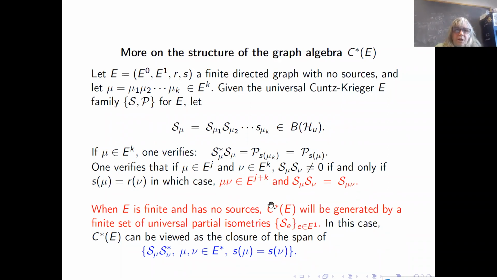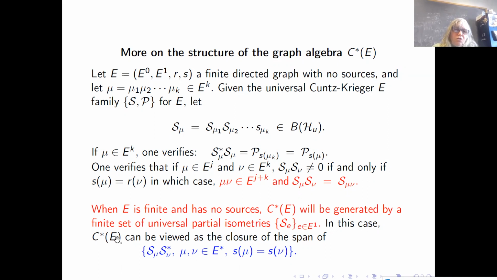Now here's the key thing. When you have E finite with no sources, C star of E has a unit, and you can visualize it as just the closure of the span of S_mu S_nu star, where mu and nu are finite paths, and the source of mu is equal to the source of nu. Okay, so this is what generates the C star of E.